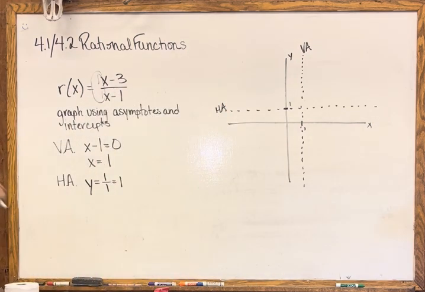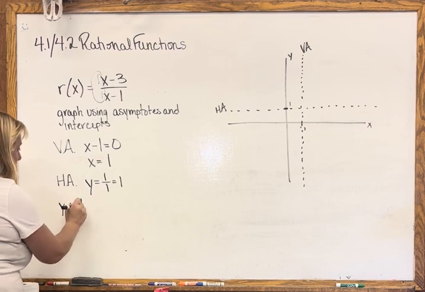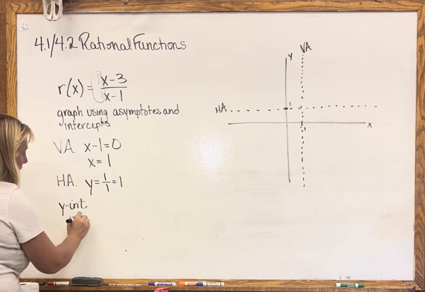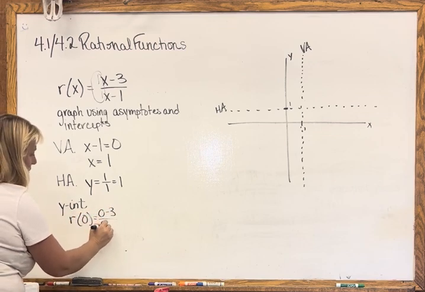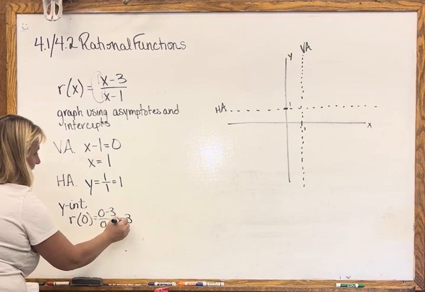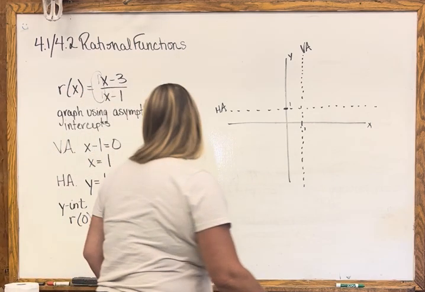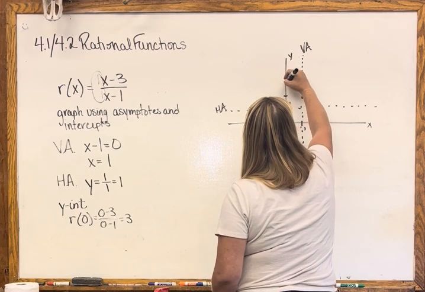Okay, so asymptotes on the graph first. Now we're going to go to our intercepts. So y-intercept is always the easier of the two because we're just plugging in 0. So if we want r of 0, 0 minus 3 over 0 minus 1 is going to give us positive 3. Right? Positive 3. Okay, so that's our y. So we're going to go up to 3.